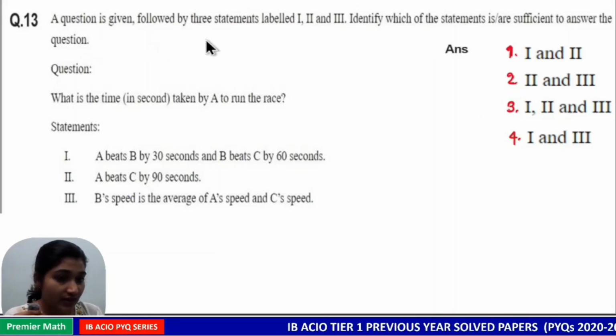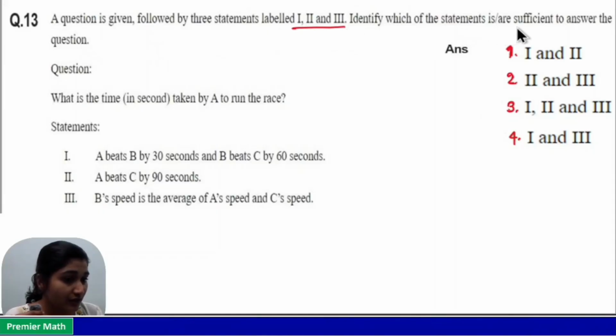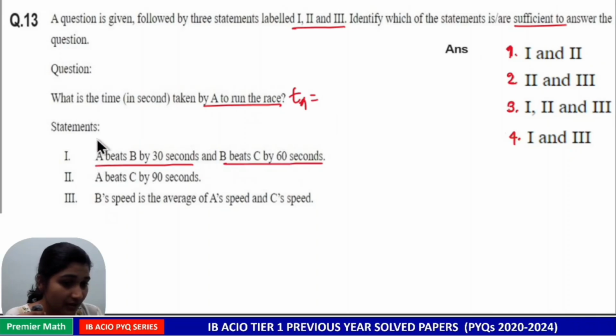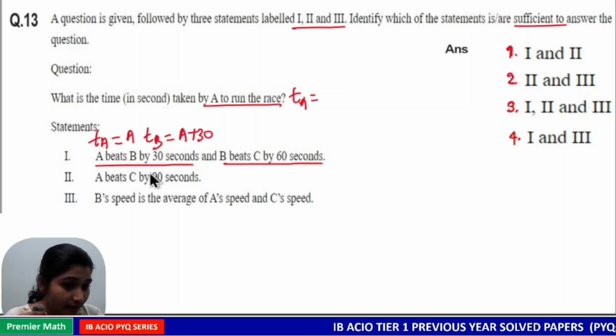A question is given followed by 3 statements labeled 1, 2, and 3. Identify which of these statements are sufficient to answer the question. The question is: what is the time taken by A to run the race? So here we have to find the time taken by A. A beats B by 30 seconds and B beats C by 60 seconds. Consider the time taken by A as A. A beats B by 30 seconds means B takes 30 seconds more than A to complete the race. So the time taken by B is 30 more than A.